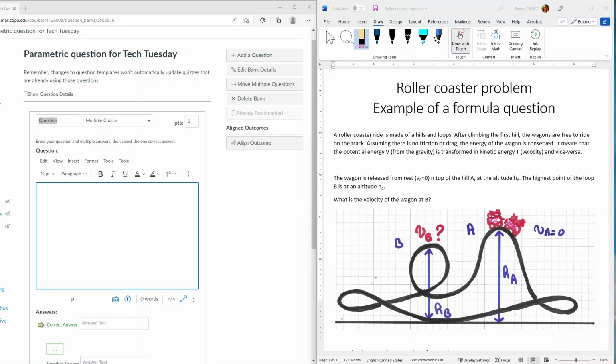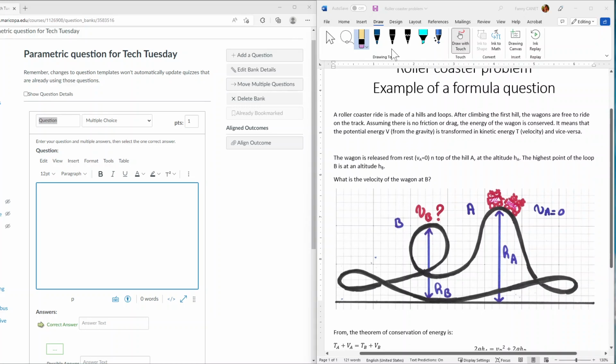Good morning. I will show you today how to do formula questions in Canvas. I will use the old quiz. For this example, I will show you a roller coaster problem. Before I enter the formula question in Canvas, I will show you the problem on this side.